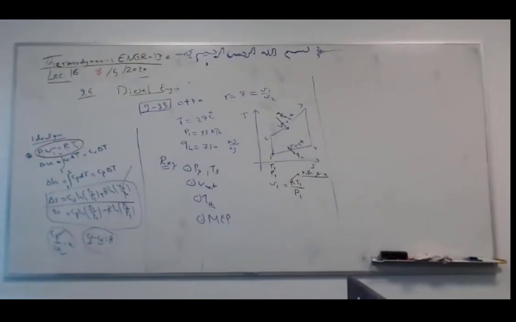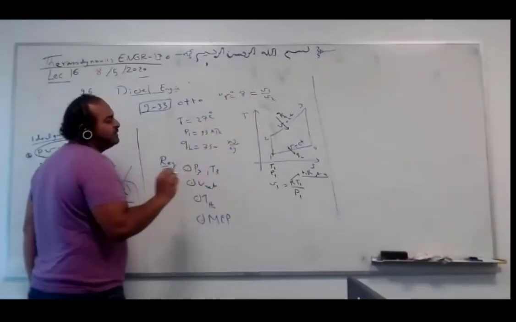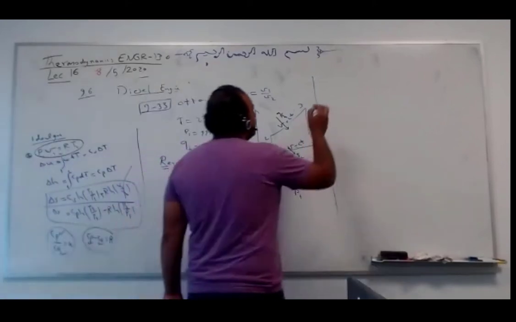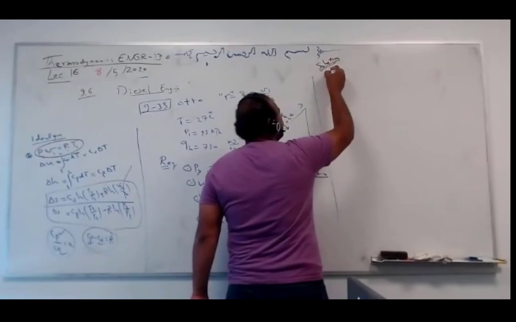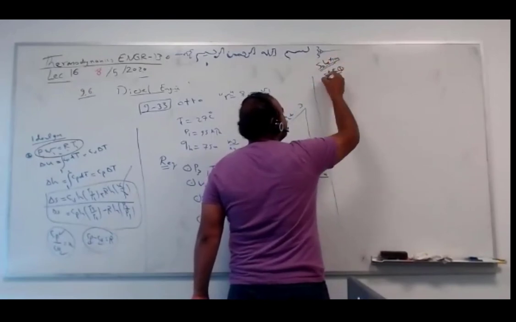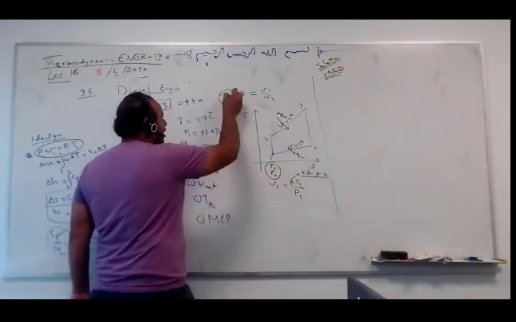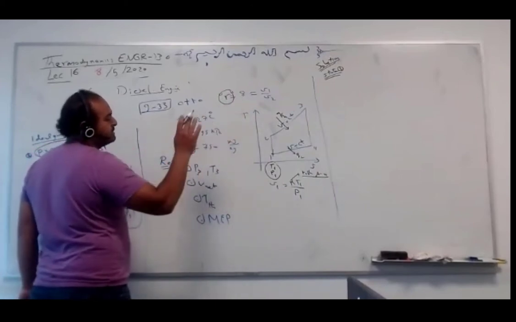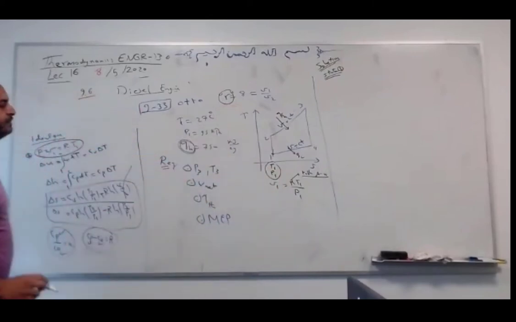State 2, I have R. It means I have V2. So from V1 over V2, which is R, I can get V2. So remember the solution is state 1 completely defined. If you have P1, V1, T1, and R, and anything else like Q high, T high, P3, T3, anything else like this, you can get everything in the problem.